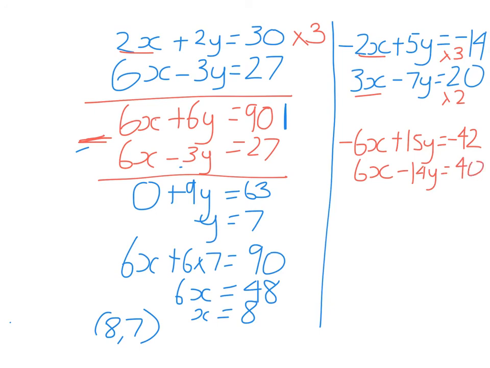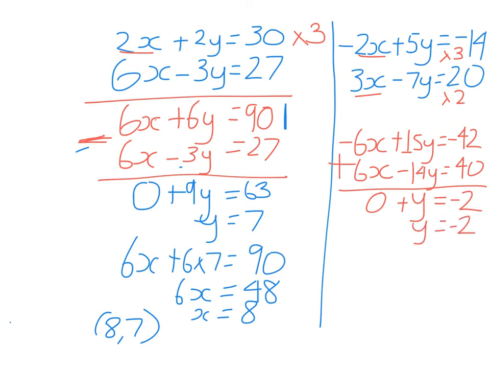So now you can see the x's both have a 6 in front of them. They have different signs. One's a negative, one's a positive, so I need to add the 2 equations. So negative 6x plus 6x is 0. 5y plus negative 7y is negative 2y... Negative 42 plus 40 is negative 2. So y equals negative 2.